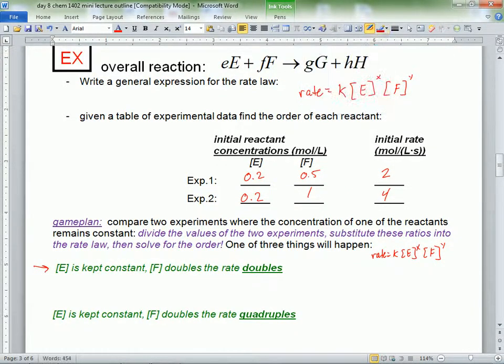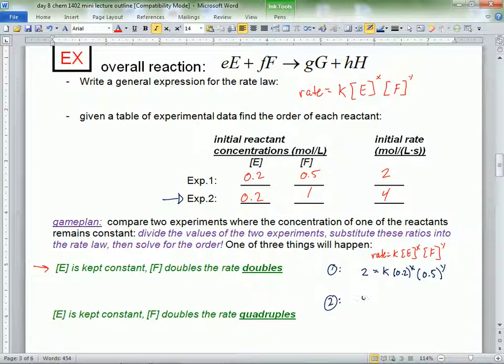So let's do this one. So let's take a look at experiment number 1. The rate we said is 2. And I'm just substituting everything in. K is just a rate constant, so put in the K. So I'm substituting in the information from experiment 1. So the rate is 2, my K. My concentration of E was 0.2, raised to the x. And my F was 0.5. Oh, sorry, that's supposed to be an x, isn't it? And 0.5 to the y. So 0.2 to the x, 0.5 to the y. Then substitute in experiment 2 data.